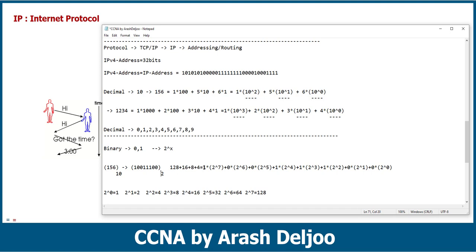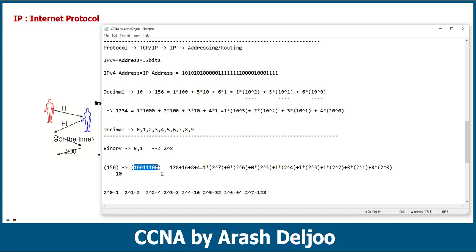Look at here, 1 multiplied by 2 to the power of 7, 0 multiplied by 2 to the power of 6, 0 multiplied by 2 to the power of 5. Okay, again 1 multiplied by 2 to the power of 4, 1 multiplied by 2 to the power of 3, and 1 multiplied by 2 to the power of 2, and 0 multiplied by 2 to the power of 1, and 0 multiplied by 2 to the power of 0. This is the binary value if you use the factors. Here I use the factors. Here we have 8 bits.